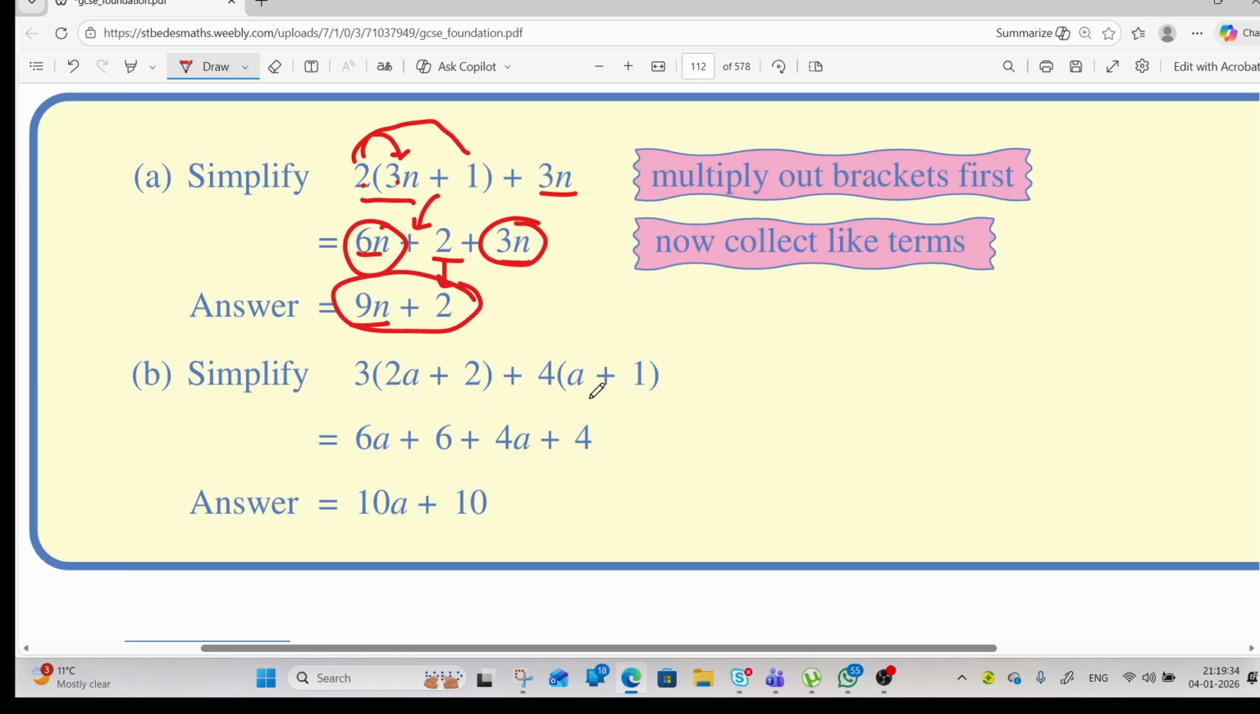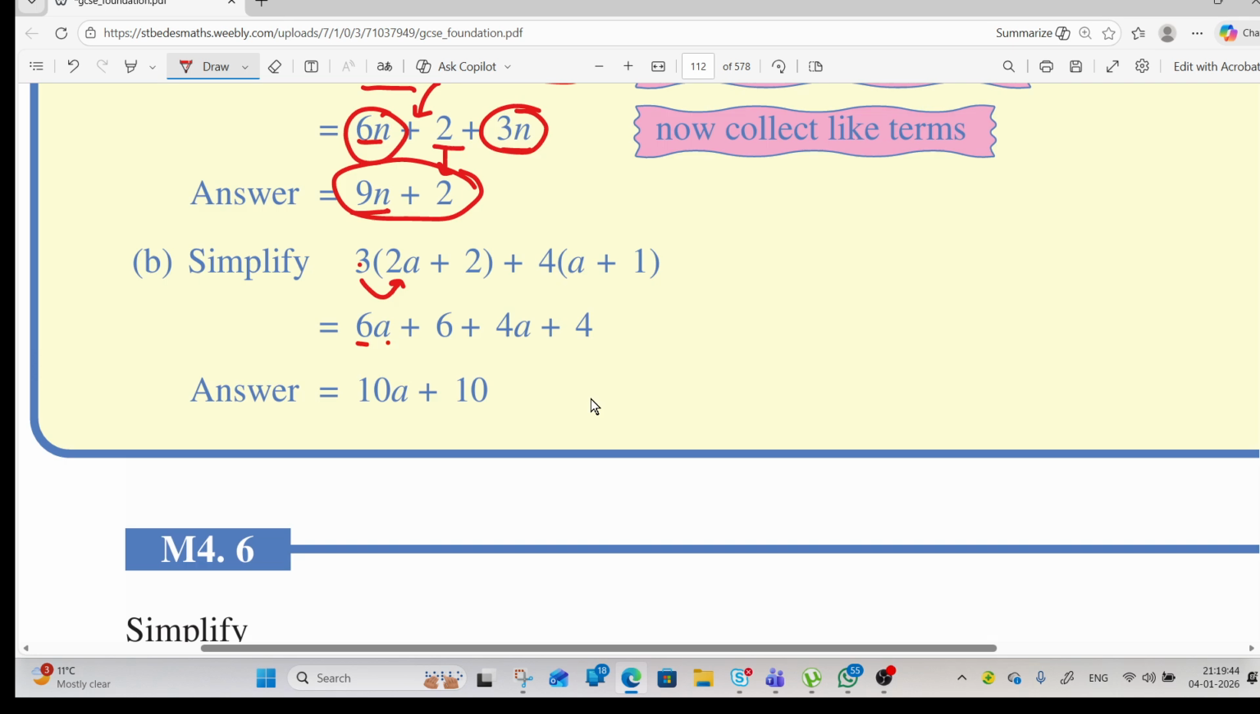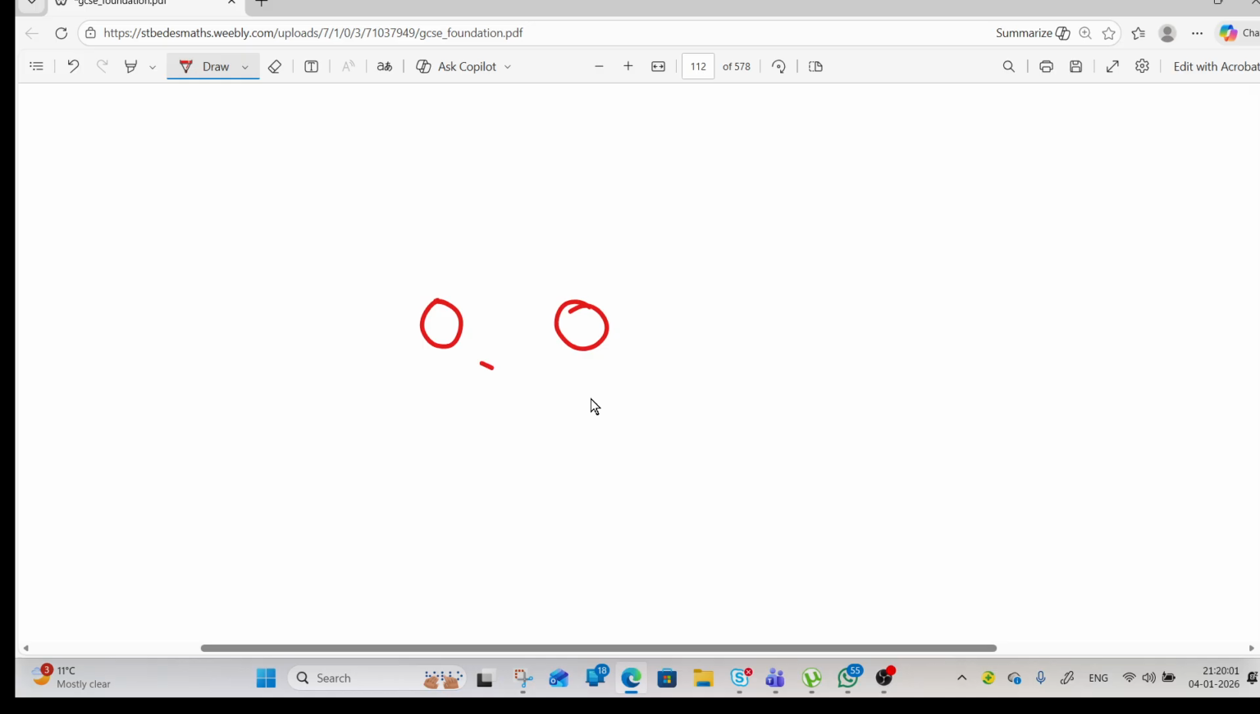Okay. Like in this one, first we open the bracket, we solve it. So we multiply these two. 3 times 2, 6a. Then we multiply 3 with this 2. 3 times 2, again 6. Then we multiply 4 with a. 4a. 4 times 1, 4. Now we need to collect like terms. 6a plus 4a is 10a. 6 plus 4 is just 10, right?